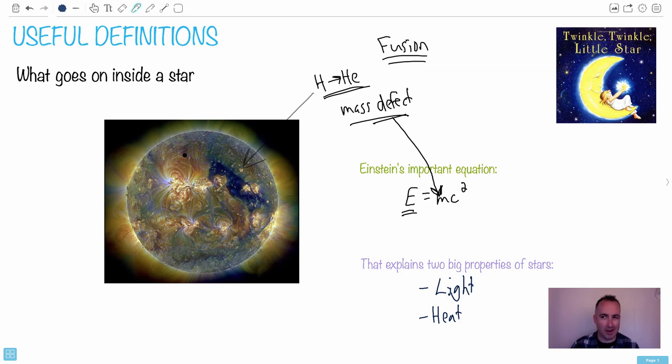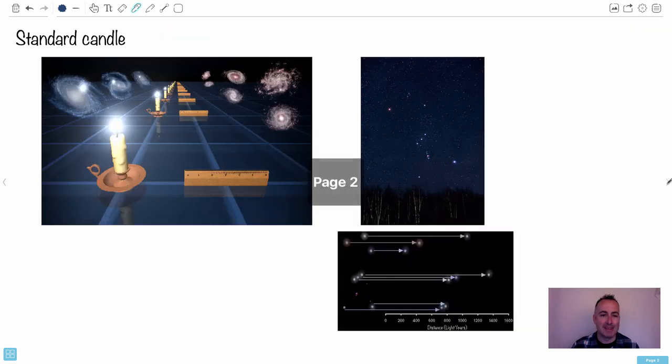So that puts a little bit more context to this dumb song that my daughter can sing, Twinkle, Twinkle, Little Star. Let's go a little bit further. We can talk about a standard candle.